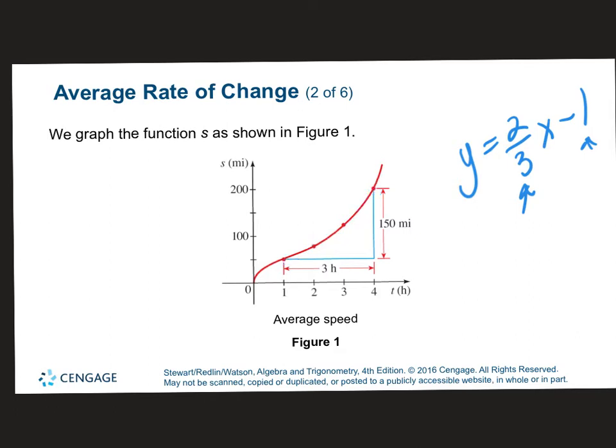Now think of this. What is this function doing the whole time? Is it going up or is it going down? It's going up. It's increasing the whole time. So when you do the average rate of change or the slope, you should get a positive answer.